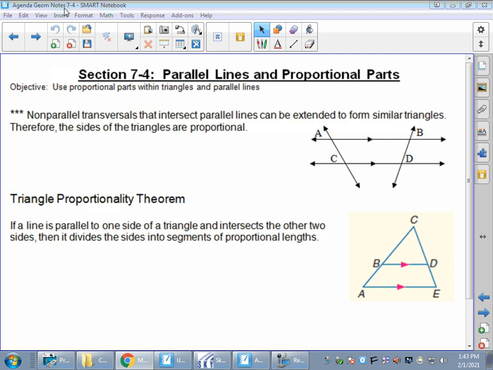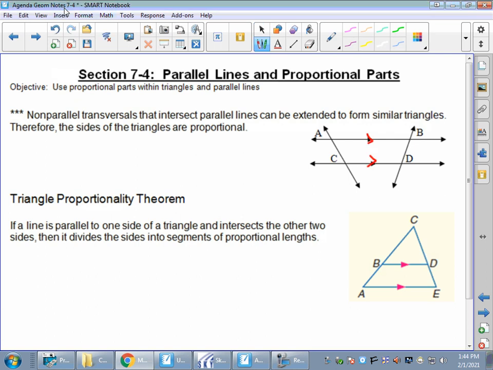So, we're back to parallel lines. We're still here with proportions. So we're kind of mixing and matching a couple chapters, the parallel lines with the transversals, and then chapter 7 with proportions. So notice the first thing, non-parallel transversals. Notice like AC and BD would be non-parallel transversals. They are intersecting those parallel lines. I know they're parallel because of my parallel arrows, right? That's always an important fact.